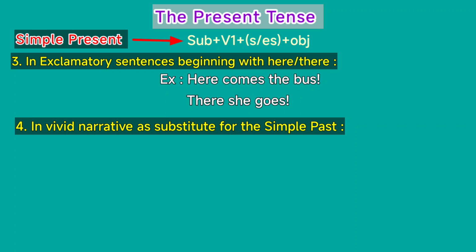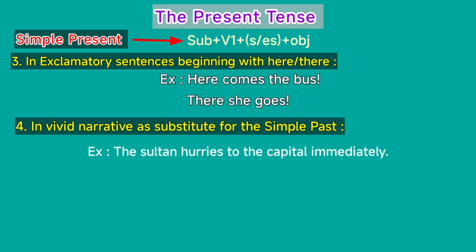Here is an example you can have a glance at. The Sultan hurries to the capital immediately. This is a line from a historical narration. There, the Sultan hurries to the capital immediately.